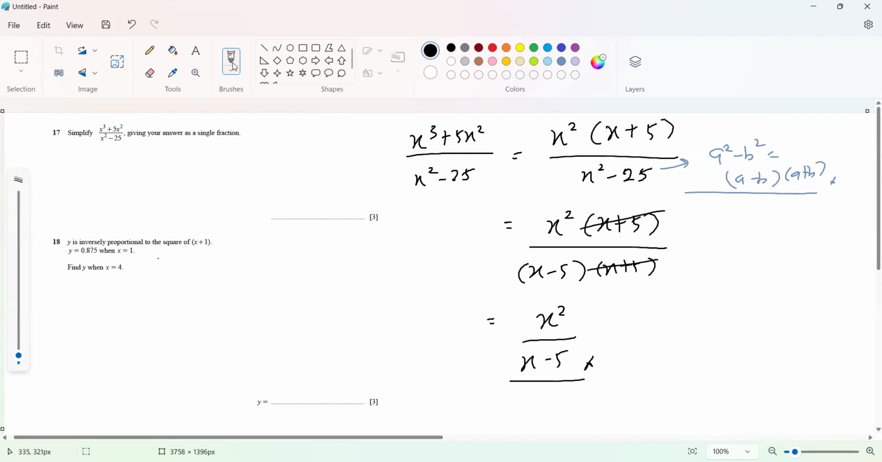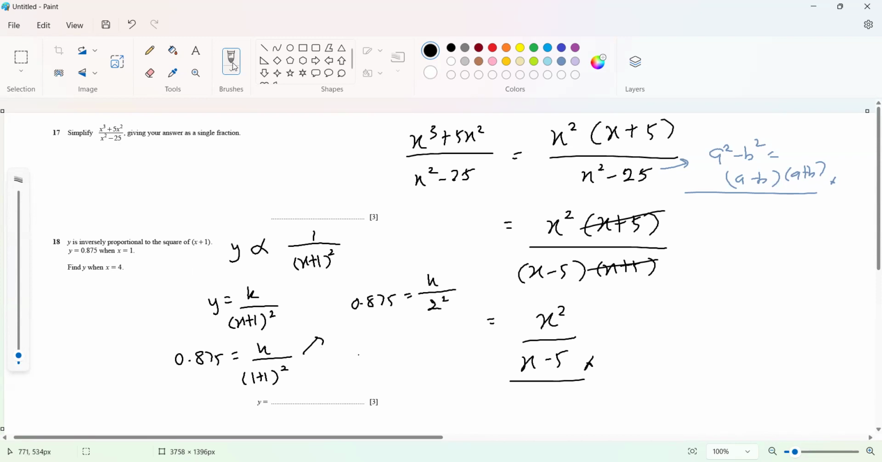So for 18, y is inversely proportional to the square of x plus 1. So y is inversely proportional to 1 over x plus 1 squared. So we know that y equals k over x plus 1 squared. Since y is 0.875 and x is 1, we have 0.875 equals k over 2 squared, or in other words, k equals 0.875 times 4. So that would be 3.5. So our equation would be y equals 3.5 over x plus 1 squared.